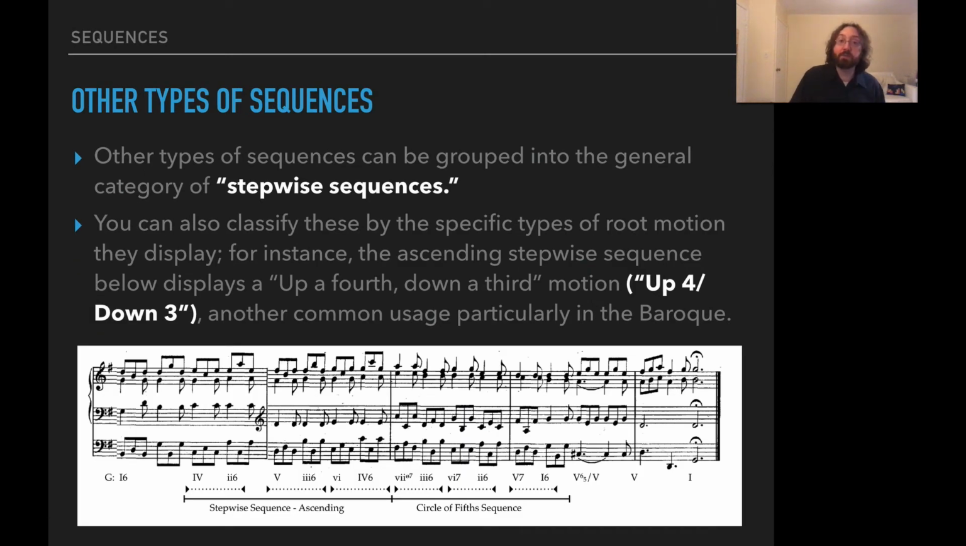There are other types of sequences that can be grouped into a general category of stepwise sequences. You can also classify these by the specific types of root motion that they display. For instance, the ascending stepwise sequence below displays an up a fourth, down a third motion, which is very common, particularly in the Baroque era.